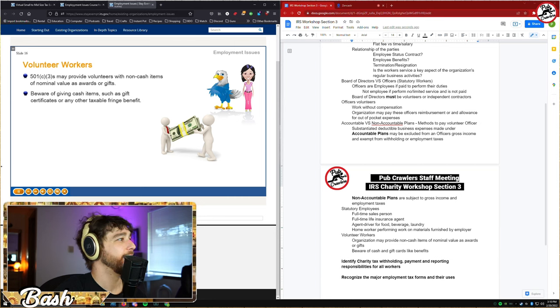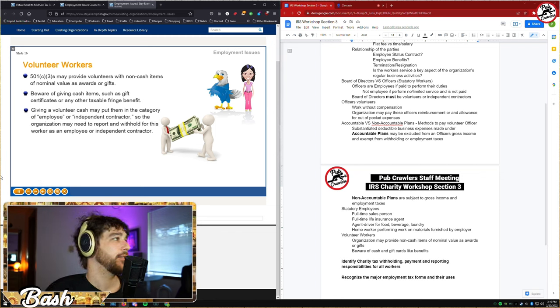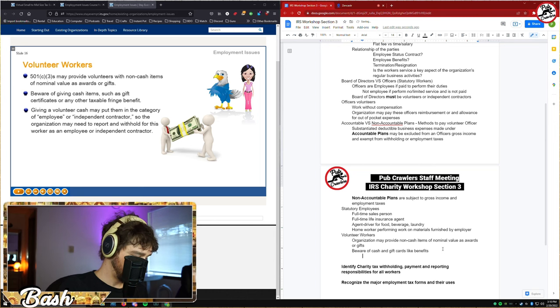Must consider those items as taxable wages. What's the problem with giving cash or gift certificates? Giving a volunteer cash will inadvertently put them in the category of employee or independent contractor, and the organization will have the... Of course. I'm going to put that in bold.